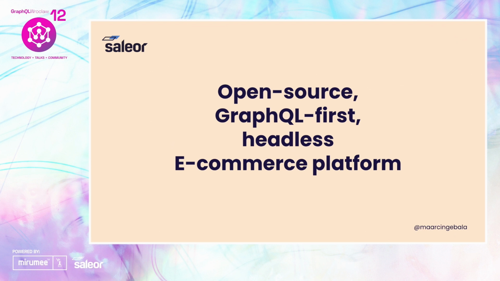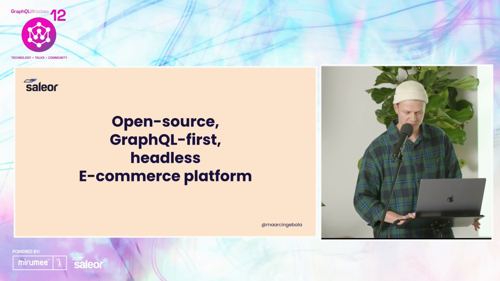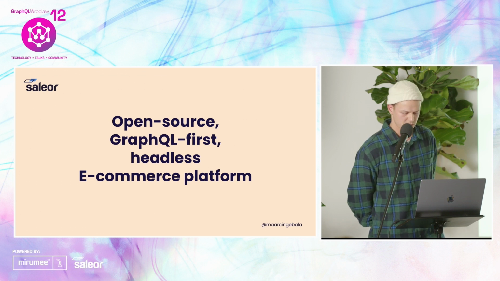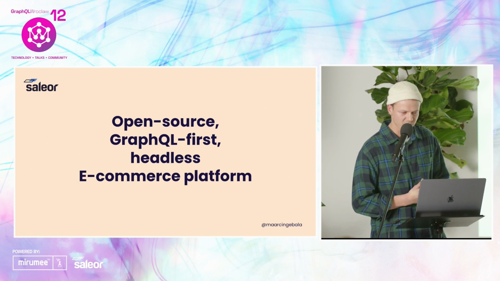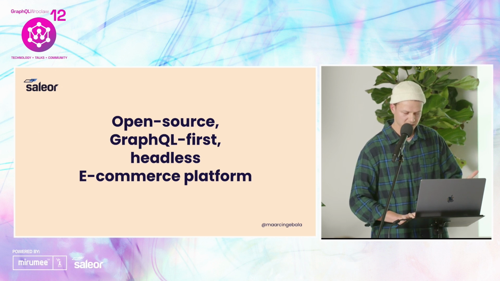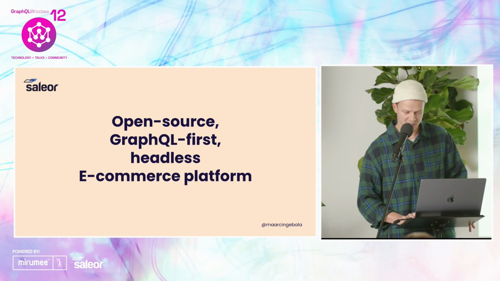Open source, it's pretty obvious. All of the things we build are basically open source. GraphQL first means that since the very beginning we always had the GraphQL API, and we are very focused on this. This is mainly how you interact with the platform. And headless means that it comes without any storefront. In earlier e-commerce platforms, they were providing some front end that you were using, and headless gives you more ability to integrate with other systems.